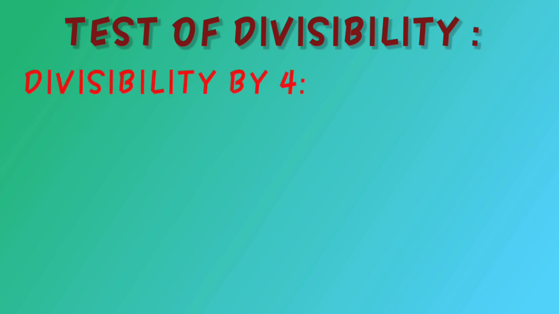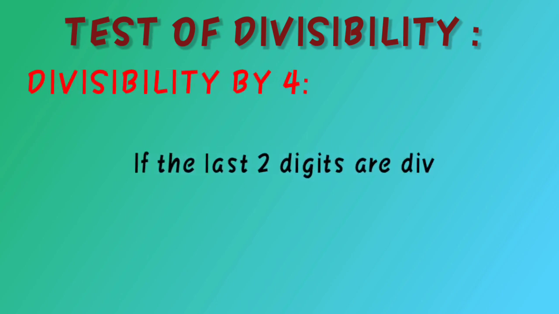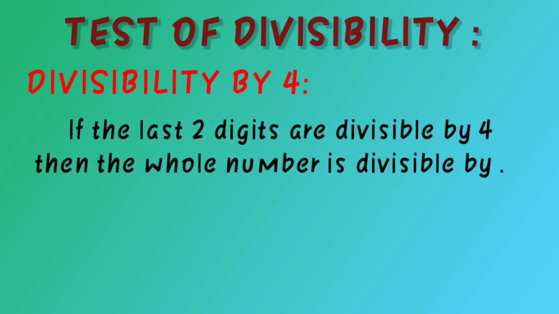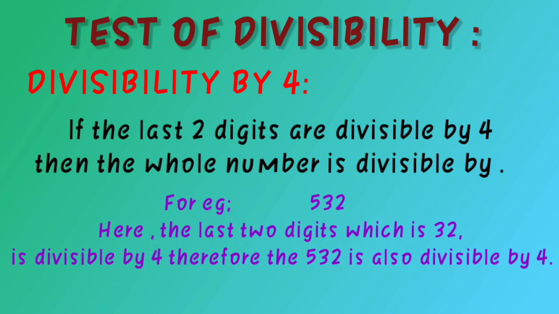Next, divisibility by 4. If the last two digits of any number are divisible by 4, then that number is also divisible by 4. For example, a number is given 532. Here, the last two digits are 32, which is divisible by 4. So 532 is also divisible by 4. But for any two-digit number, we will just simply divide the number by 4 and see whether the remainder is 0. If it is, then the number is divisible by 4.